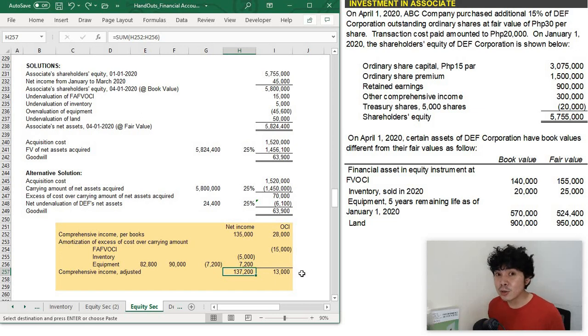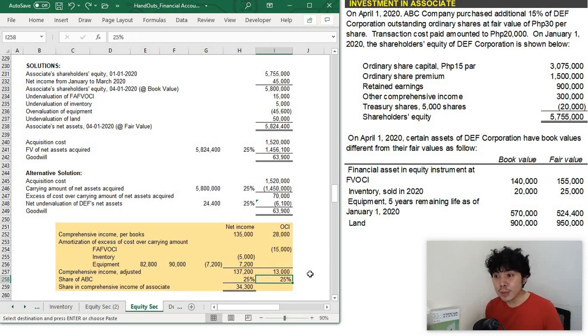At ang percentage of ownership natin is only 25%. So, kukunin lang natin yung ating share. So, unahin natin yung sa net income. So, syempre 25% yan. So, ang share natin dyan is 34,300. At sa OCI naman, 25% din. Ang share natin is 3,250 pesos.